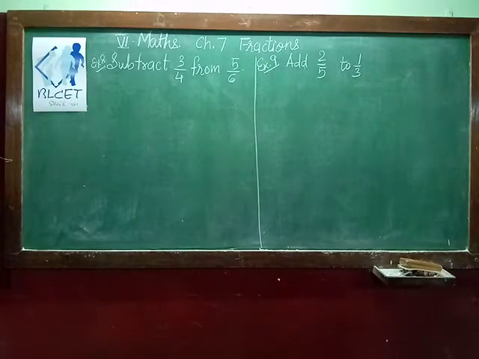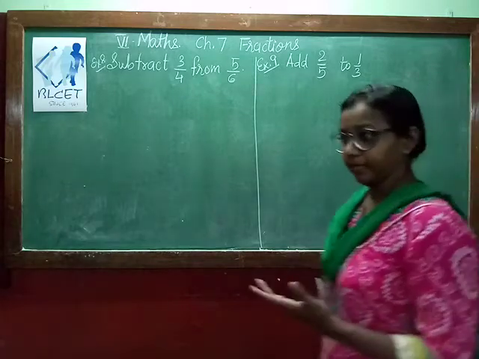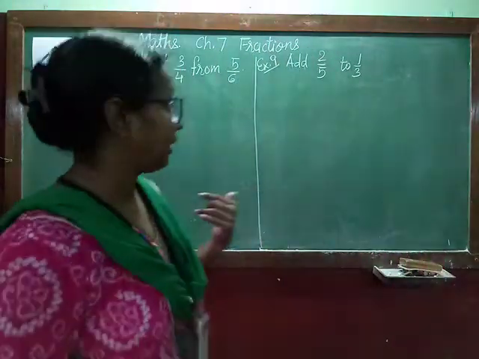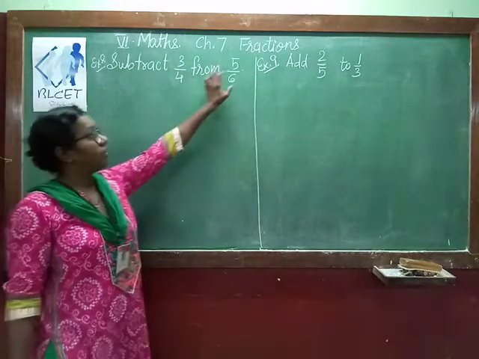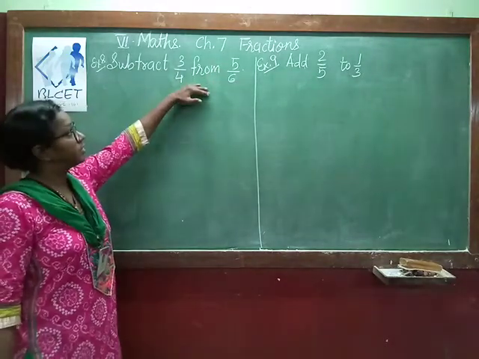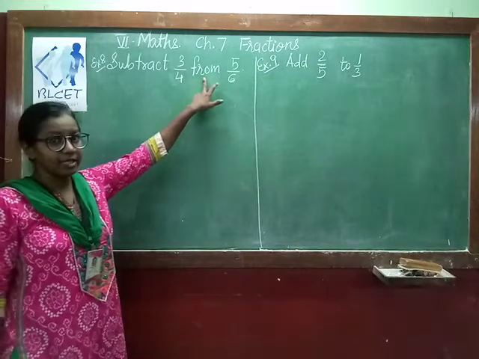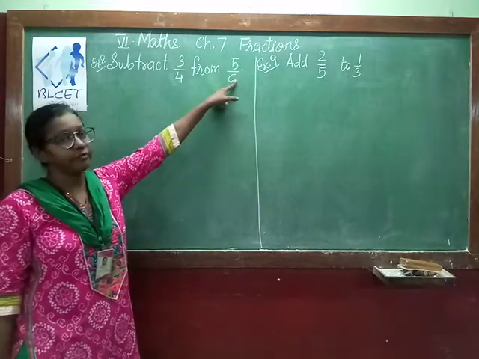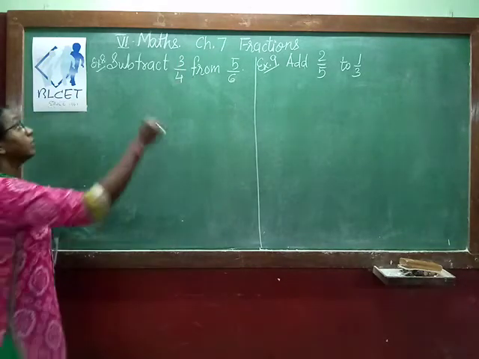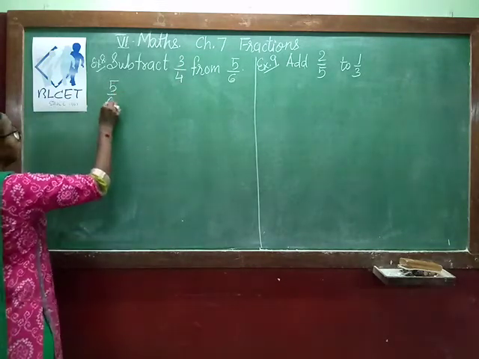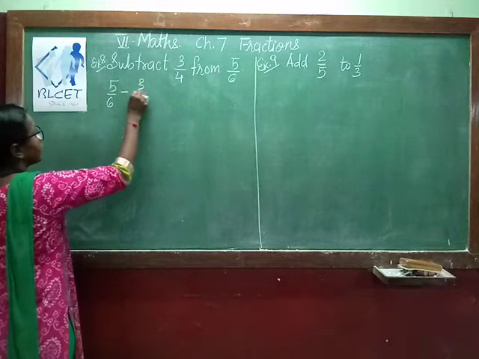Let's see a few examples to understand the concept better. See solved example 8. Subtract 3 by 4 from 5 by 6. When such kind of questions are there, 'from' is there, so you have to consider this term first. 5 by 6 minus 3 by 4. So we have to solve 5 by 6 minus 3 by 4.